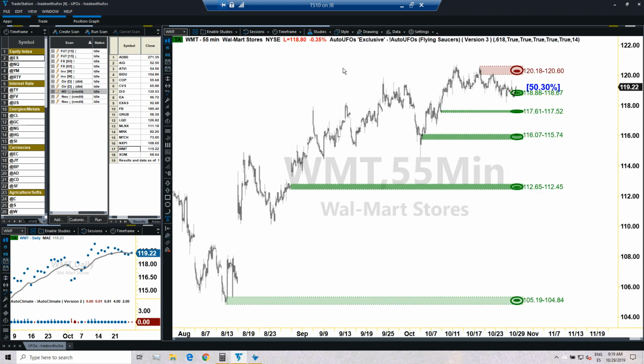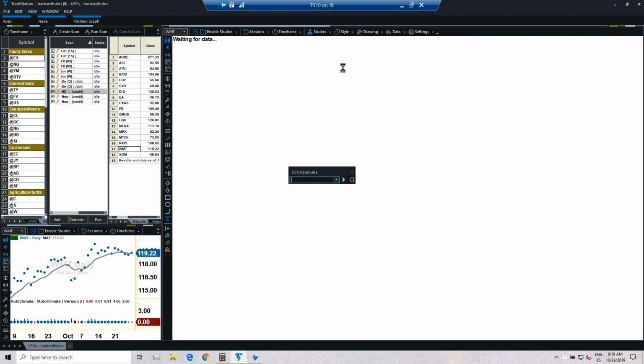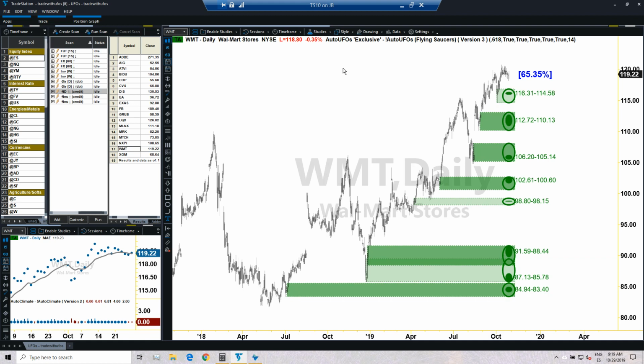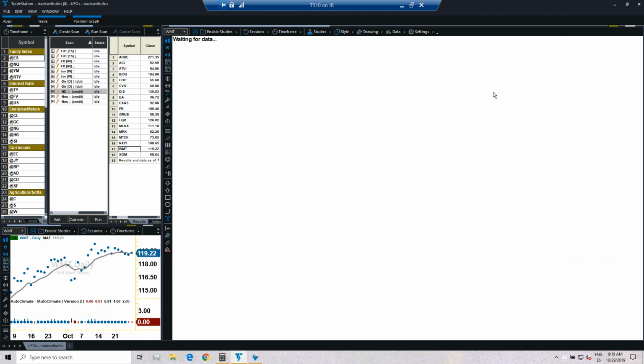So where are we at in the bigger picture here? Monthly time frame of Walmart, this is making all time highs. So we will not have two red UFOs in the above portion of the chart, and therefore we will have to pass on this one.